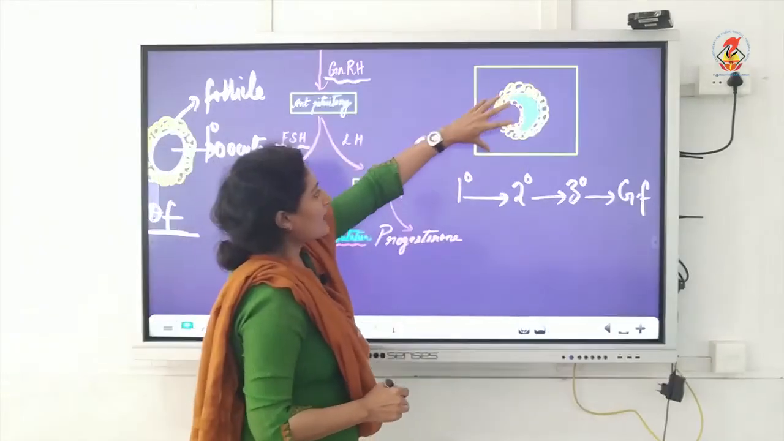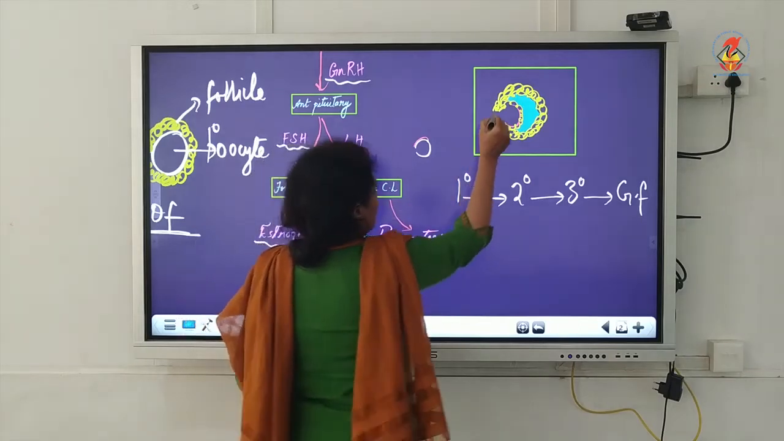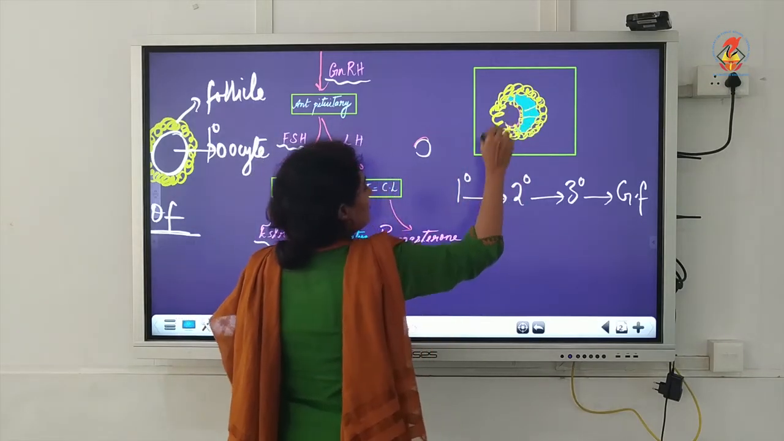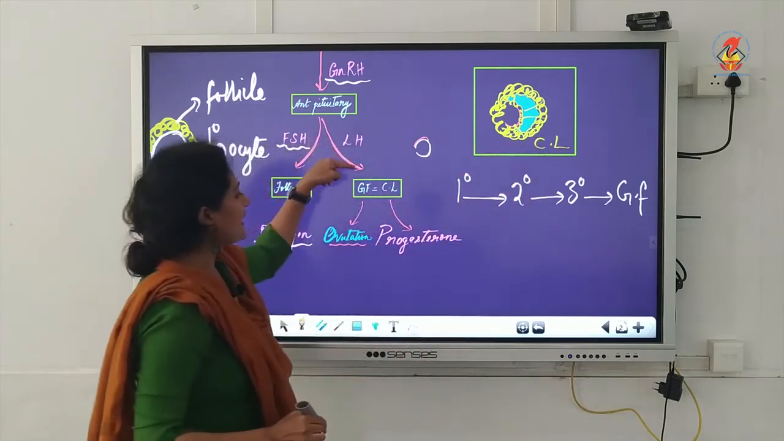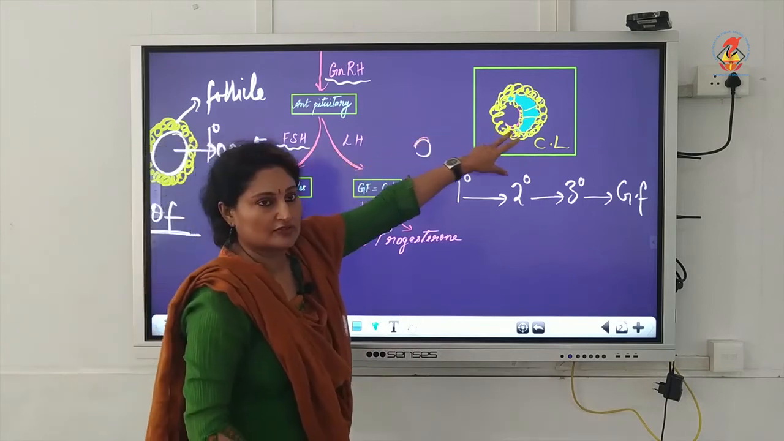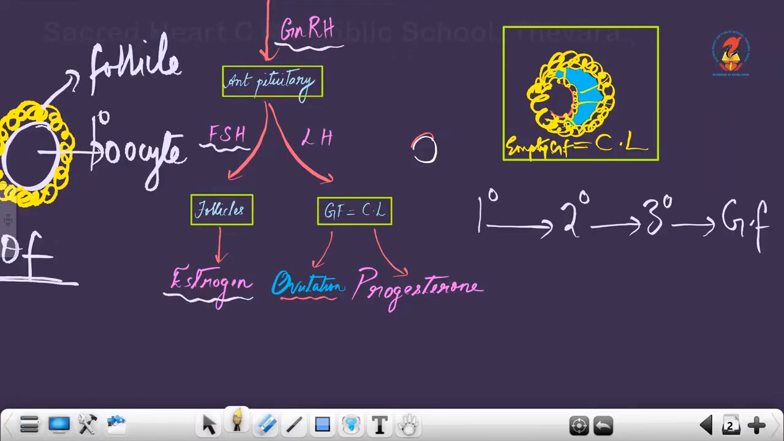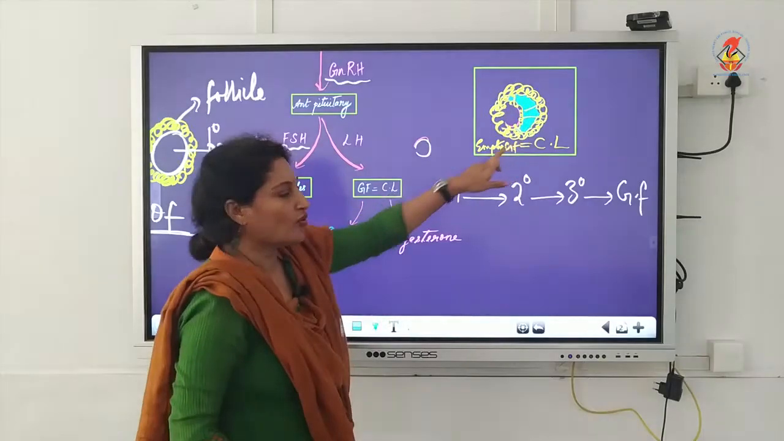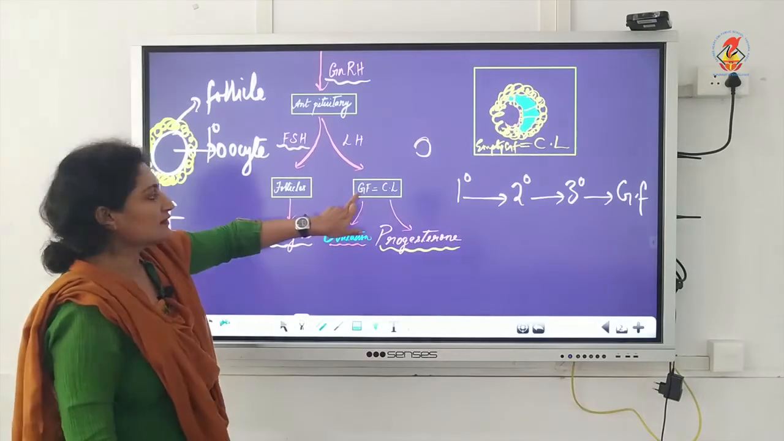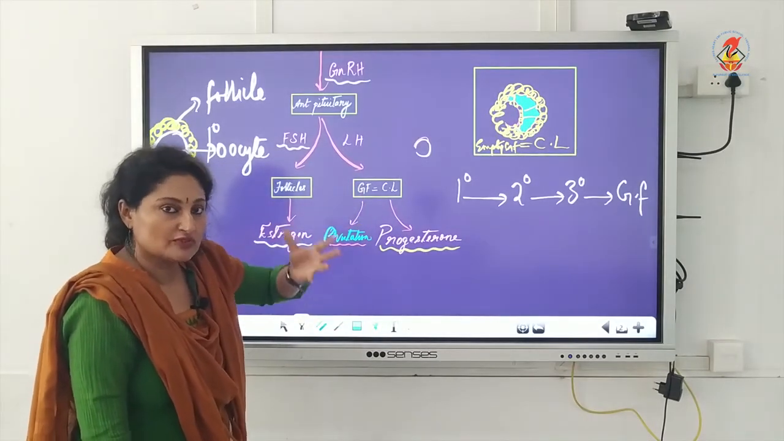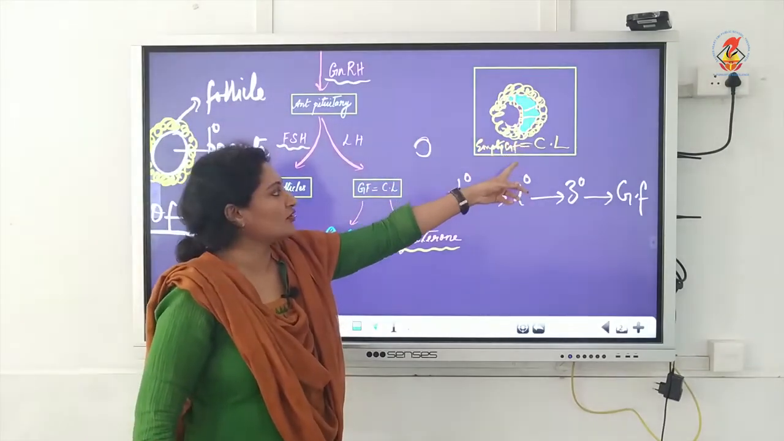Now we have the empty Graafian follicle. After the release of the egg, what is it called now? Corpus luteum. Again the LH stimulates the empty Graafian follicle, also called corpus luteum, to secrete the hormone progesterone. So there is a twofold effect of the LH. One, in the Graafian follicle, it promotes the rupture of the follicle to release the egg. Now the remnant of the Graafian follicle is called the corpus luteum.